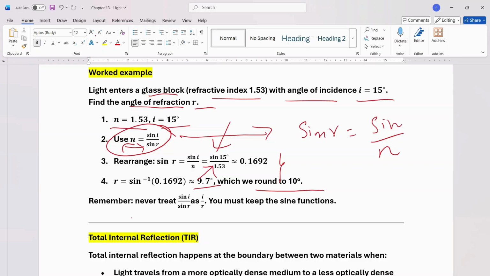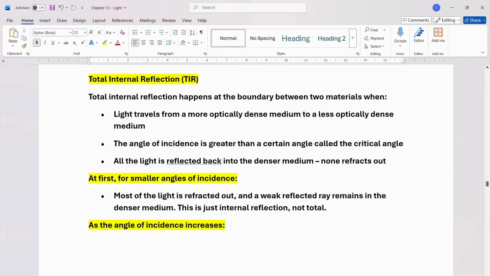Remember that we never treat sine I over sine R as I over R. You must keep the sine functions. Alright, now let's discuss total internal reflection, TIR.